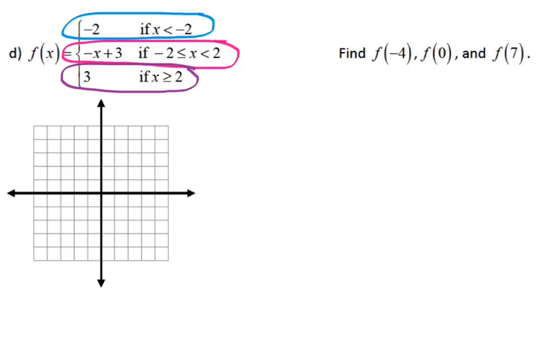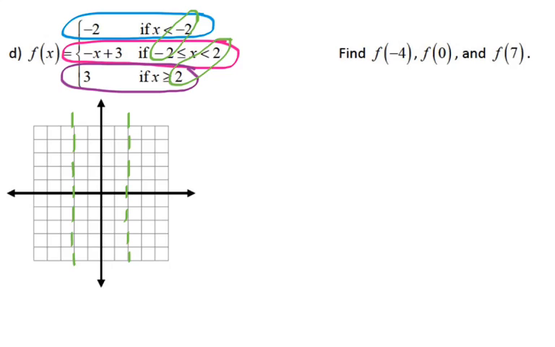So if you notice, we actually have 2 boundaries because we have 3 pieces. You have one boundary at negative 2. You have another boundary at positive 2. So I'm going to go ahead and graph both of those. Negative 2 and positive 2.